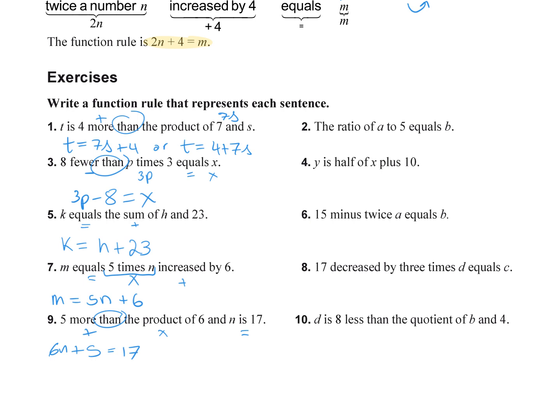Now, because it's addition, if you write 5 plus 6n is equal to 17, it's also okay. But I do want you to get in the habit of, if the word than is in there, just flip them. That way you're never going to get that wrong when it comes to subtraction as well, or division.